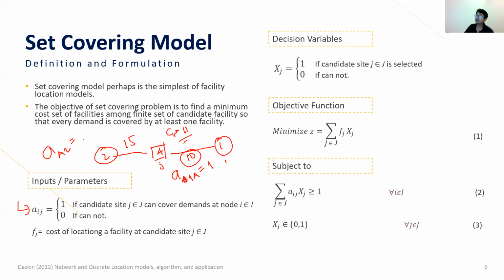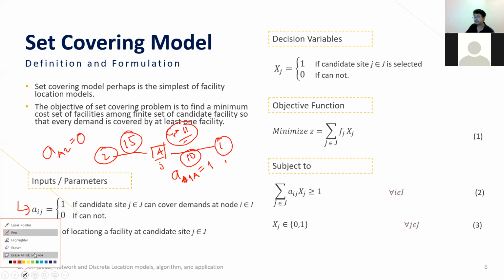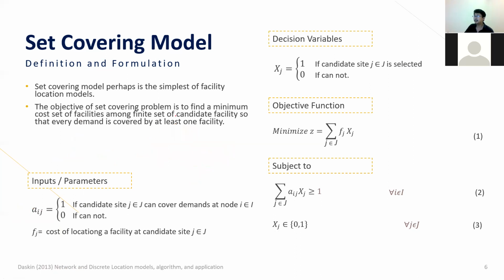A2 should be equal to 0 because 15 is greater than 11. Okay, so that's how you understand the Aij matrix, or the parameters for Aij. And then for the cost itself, because we want to minimize the cost, we will need data related to, for each facility J, how much cost is associated with it.